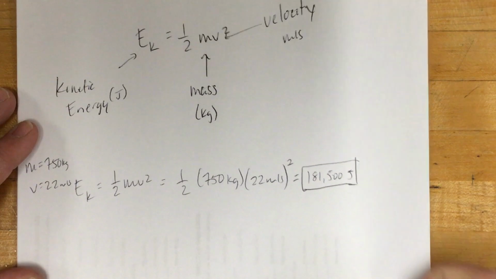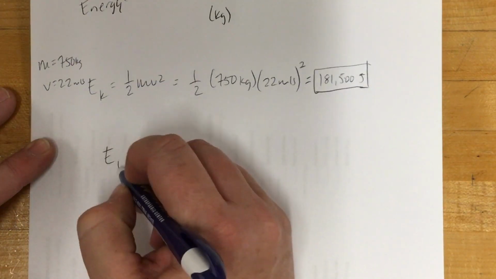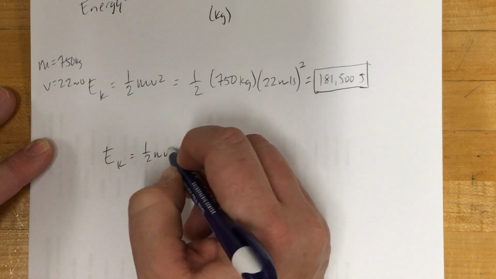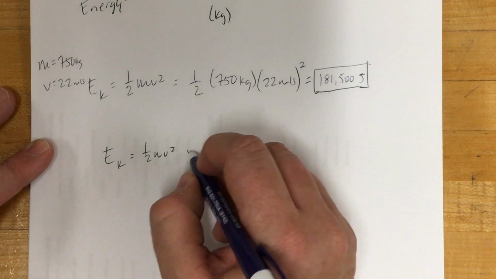If you need to rearrange for either mass or velocity, you would start with kinetic energy equals 1/2 mv squared. To bring the half over to the other side, you would multiply by 2.